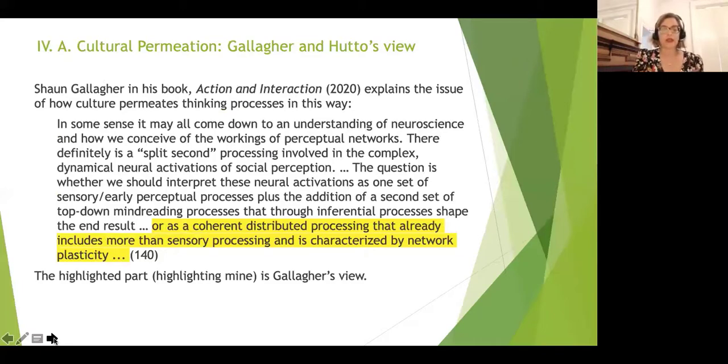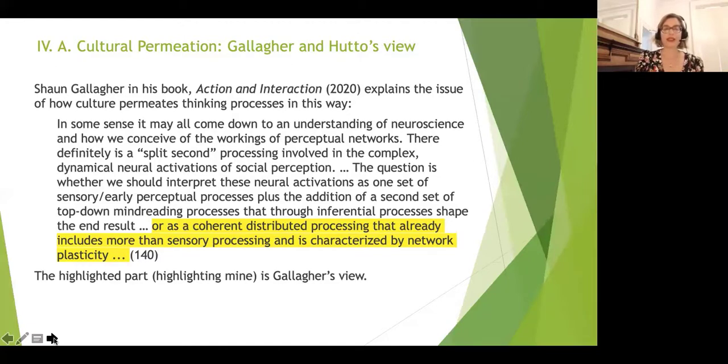The question of how a dancer learns style and culture, as I hold at the level of philosophy of mind, is summed up nicely by Shaun Gallagher in his book, Action and Interaction. He explains the issue this way. In some sense, it may all come down to an understanding of neuroscience and how we conceive of the workings of perceptual networks. There definitely is a split-second processing involved in the complex dynamical neural activations of social perception. The question is whether we should interpret these neural activations as one set of sensory early perceptual processes plus the addition of a second set of top-down mind reading processes that through inferential processes shape the end result, or as a coherent distributed processing that already includes more than sensory processing and is characterized by network plasticity.